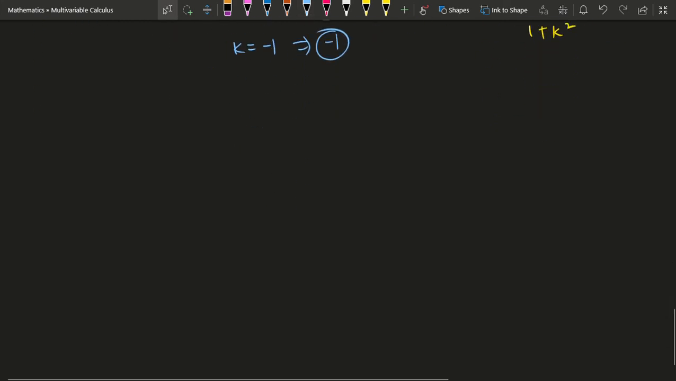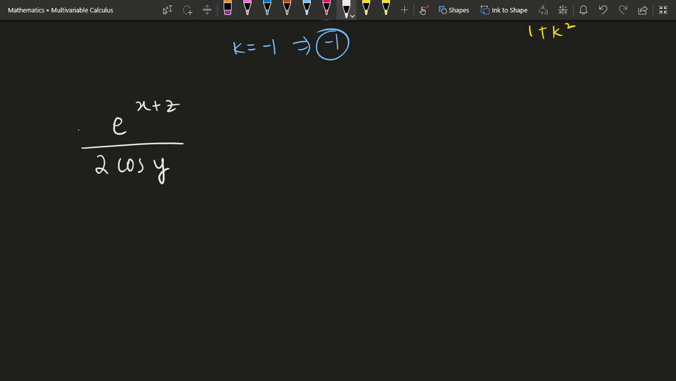We can do one more problem. Let's try proving that the function e to the power of (x plus z) over 2 cos y, this 3-variable function, is continuous at the origin (0, 0, 0). Again, this is a function that you can't plot, so you will have to do something analytically. You can't really draw this function.